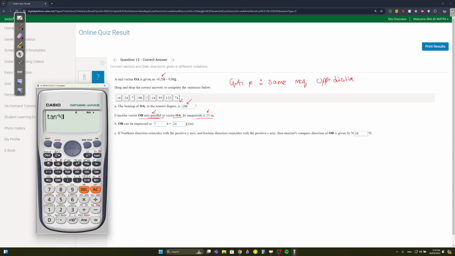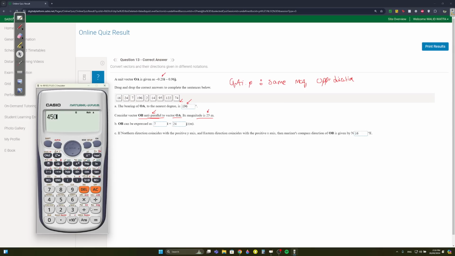We do shift tan of y over x, so negative 0.96 over negative 0.28. And remember, since x is less than 0, what do we have to do? We have to add 180. But they're asking for the bearing, not the angle. So how do we convert from the angle with the x-axis to a bearing?